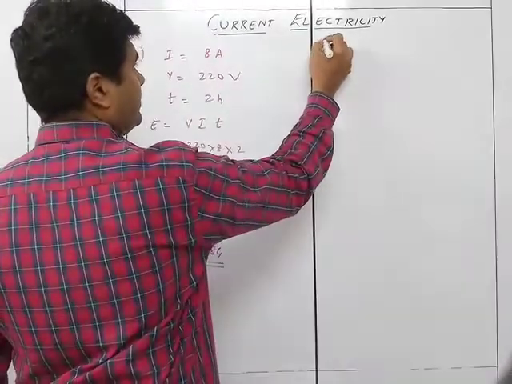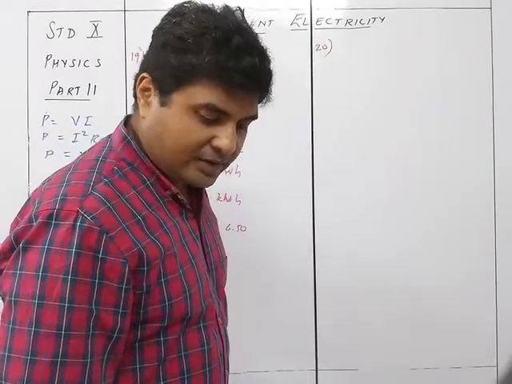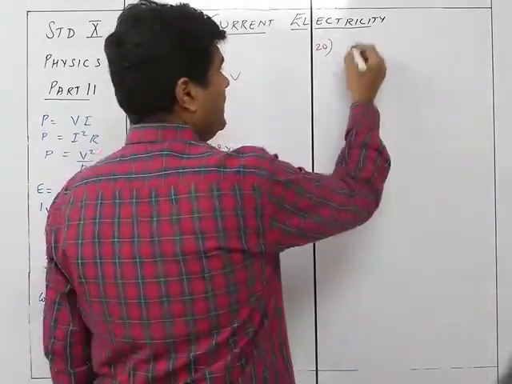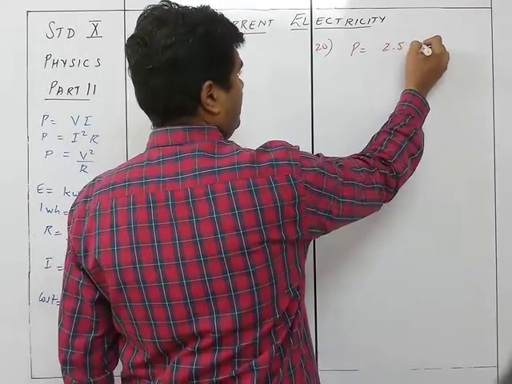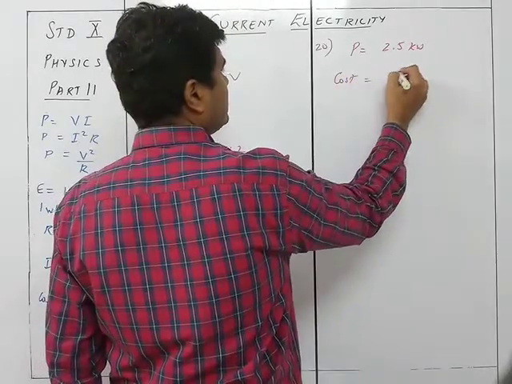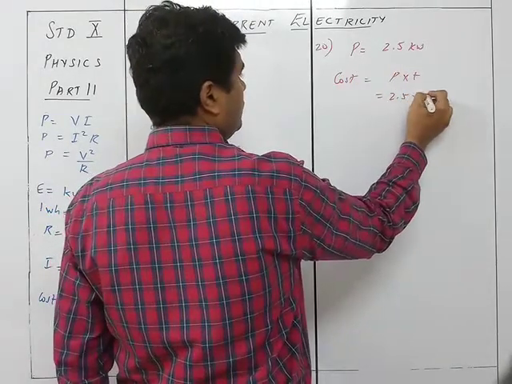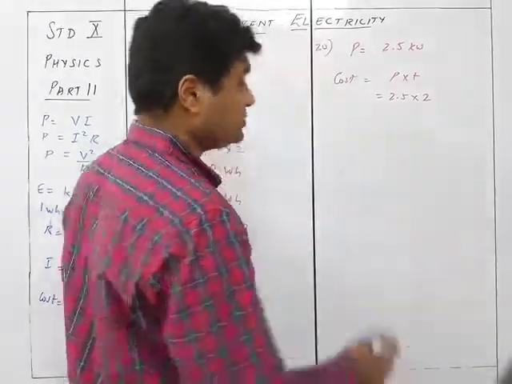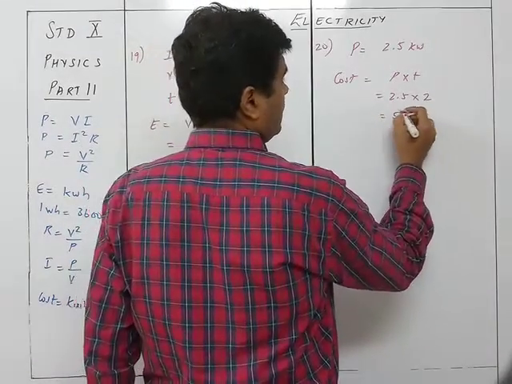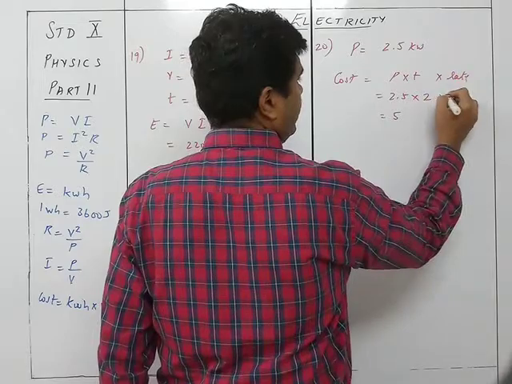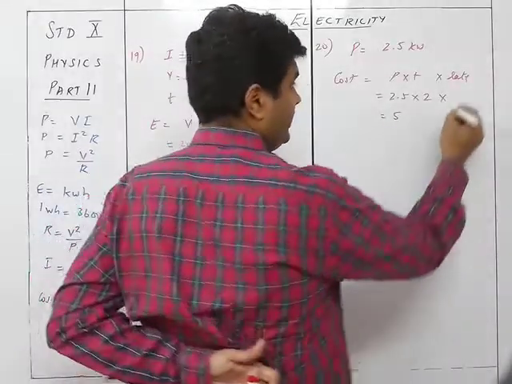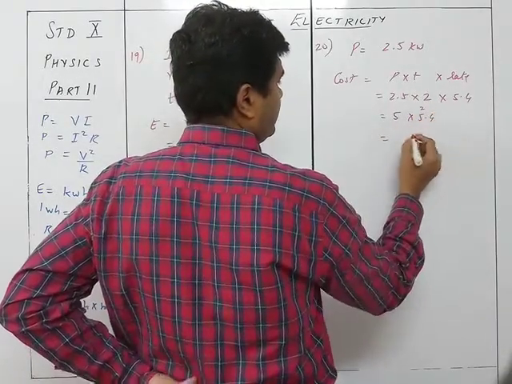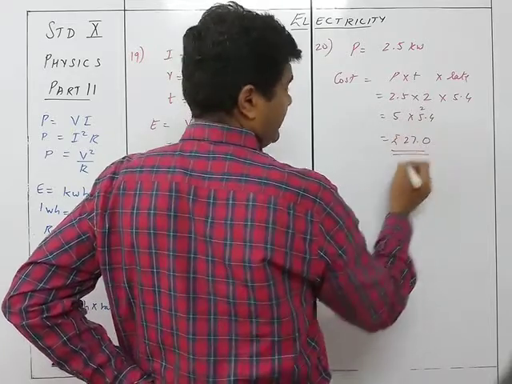So that was sum number 19, now sum number 20. An electric kettle rated as 2.5 kW, find the cost of running it for 2 hours at 5.40. So very simple thing, power is equal to 2.5 kW, therefore cost is equal to power into time, is equal to 2.5 into 2 hours. So that is going to be 5 into rate. So into rate is 5.40. So 5 into 5.4 is 27. So that's rupees 27.